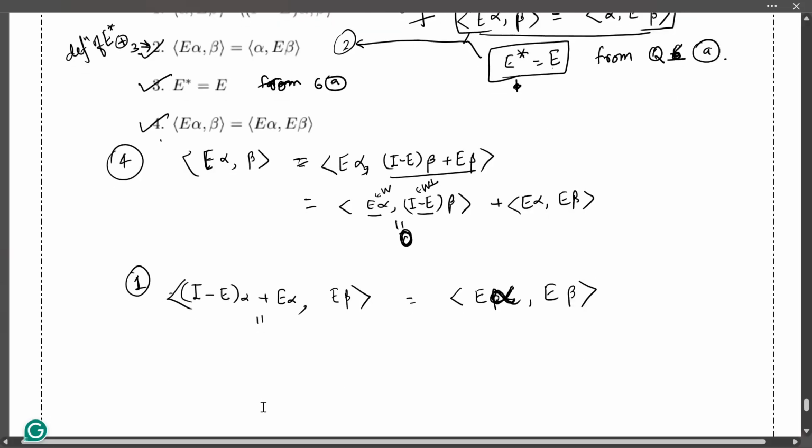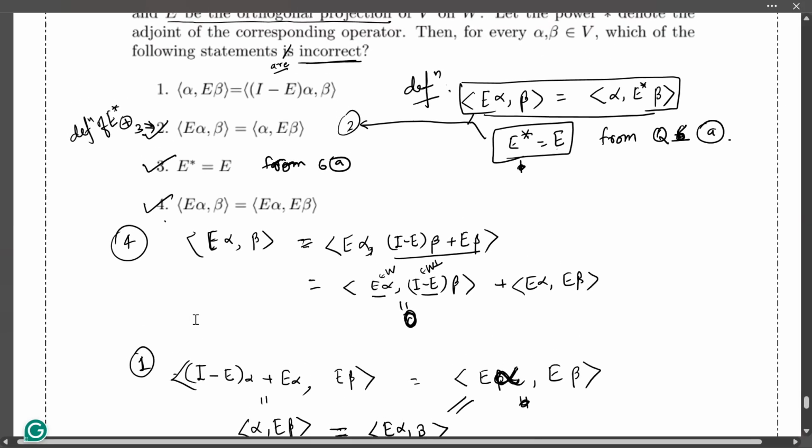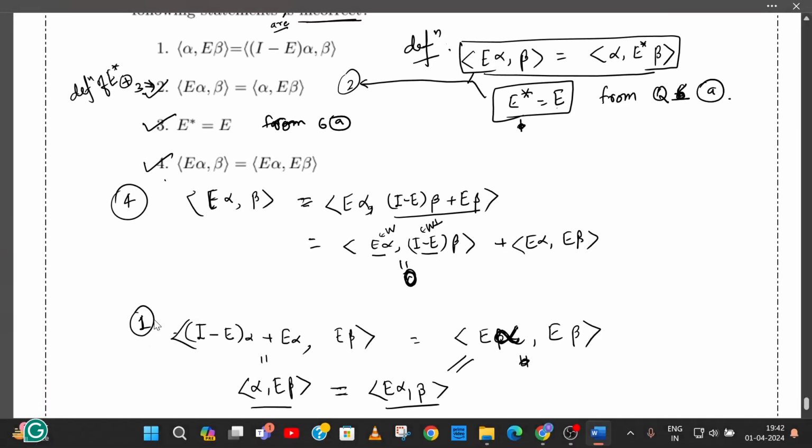And this side it was equal to E alpha E beta. Now from 2, this equal to is transitive, so you can write E alpha and beta anywhere. These kind of relations we have: E alpha E beta, E alpha beta, E alpha E beta. These are all equal, but I think I minus E is not working here. So the first option is incorrect.